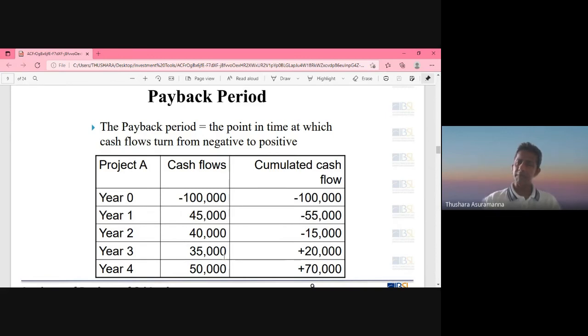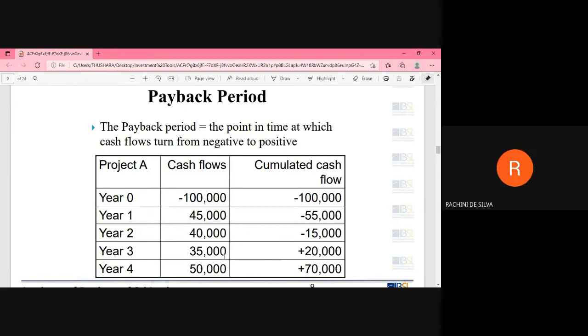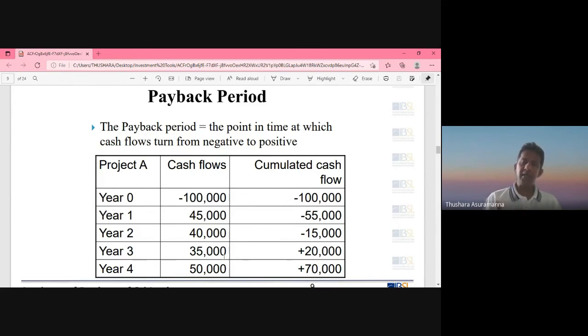Any gray area there? I couldn't follow, sir. Can you please explain? Now, we agree the payback period is not the second year. Why?